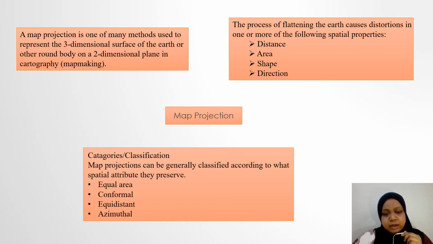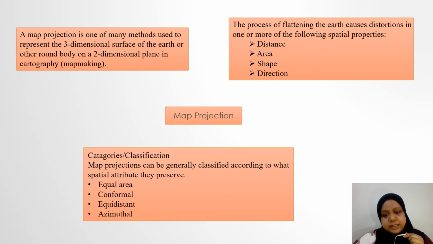The categories of map projection are equal area, conformal, equidistance, and azimuthal. Equal area projections preserve area. Many thematic maps use an equal area projection. Conformal projections preserve shape and are useful for navigational charts and weather maps.